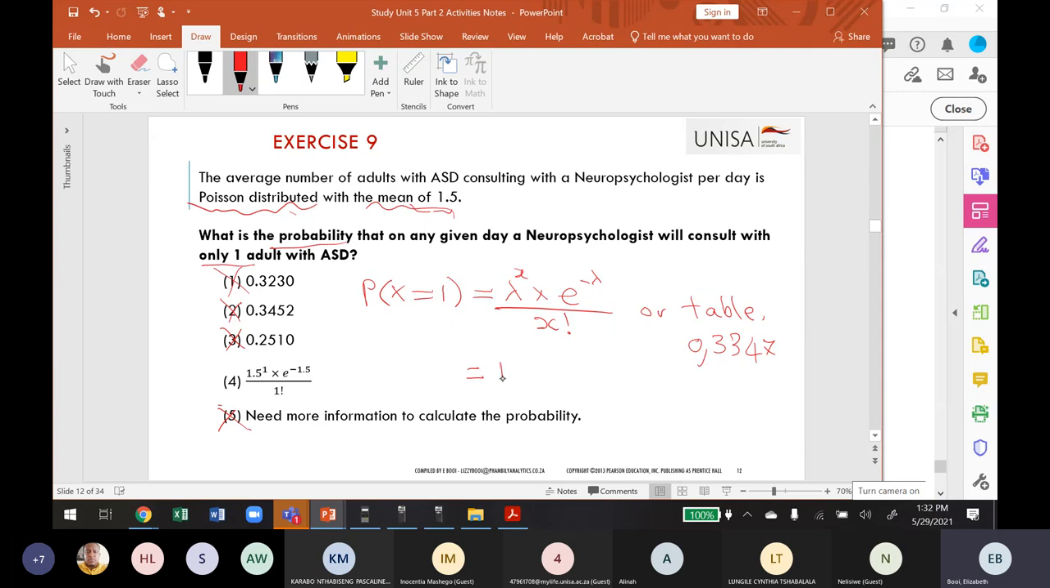Our lambda is 1.5. Our X is 1, times our e to the minus 1.5, divided by our 1 factorial. Is that what we're looking for? That's what we're looking for. And that is the answer.